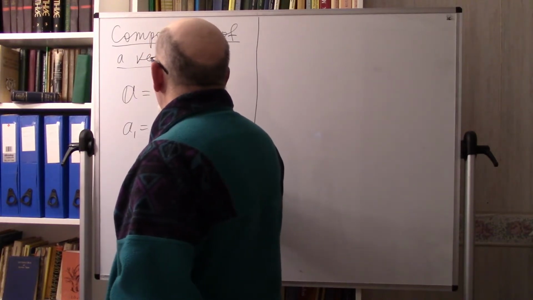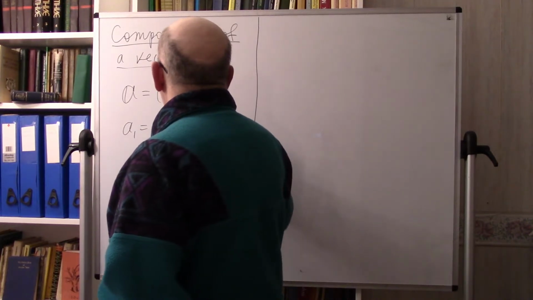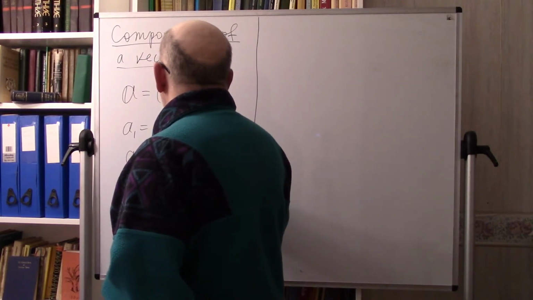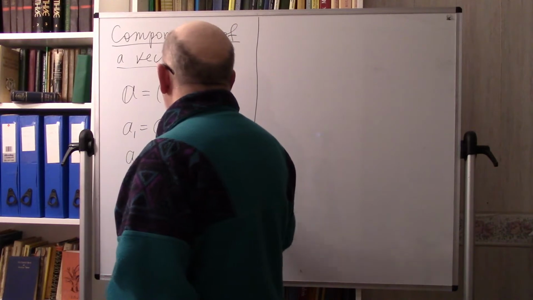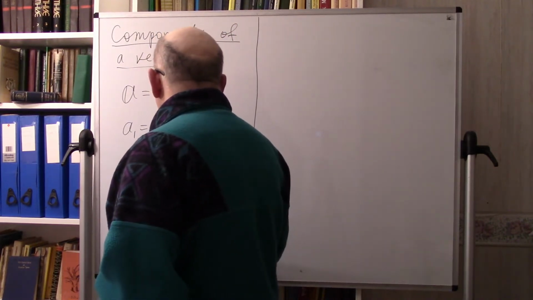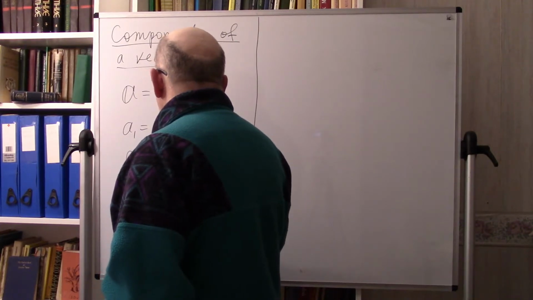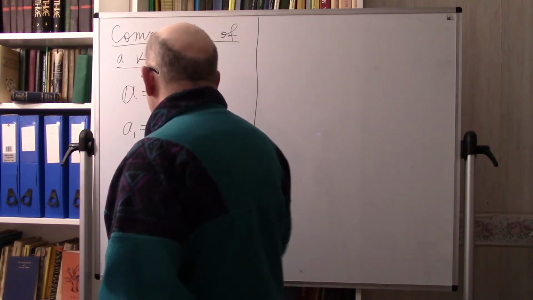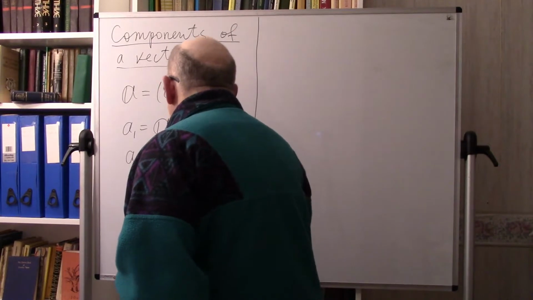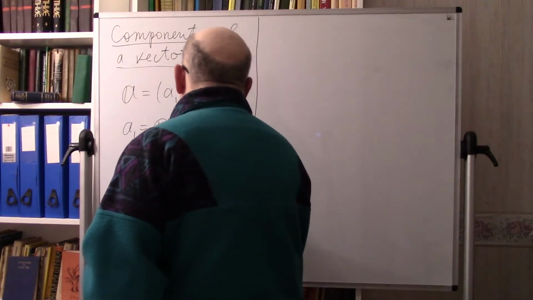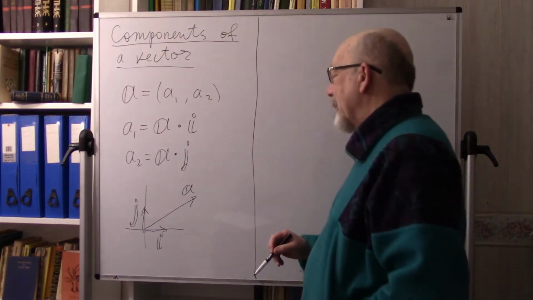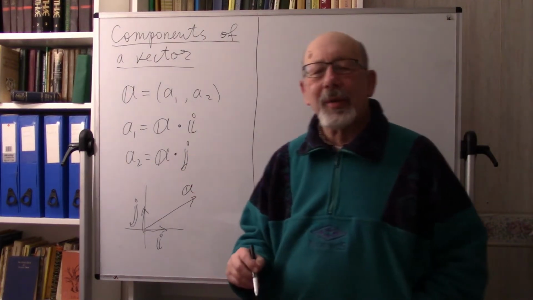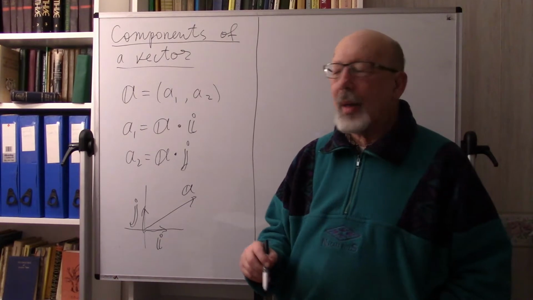A1 equals A dot I. A2 equals A dot J. So here I and J are the basic vectors. These vectors I, vector J, and so we have, if you take any vector A, then its components are given by these dot products.